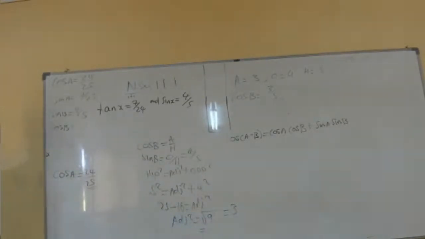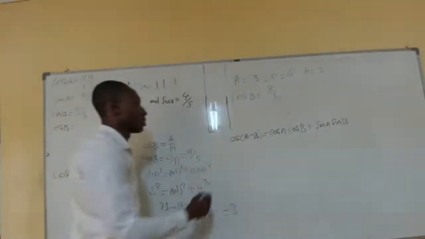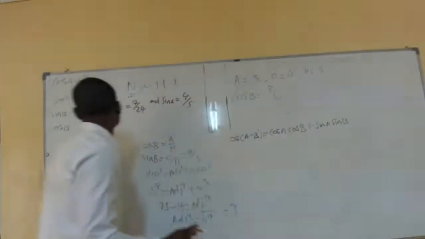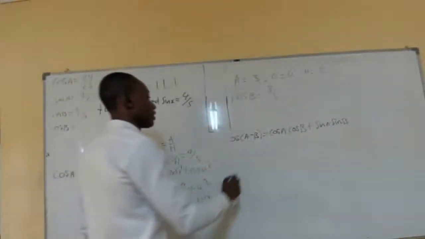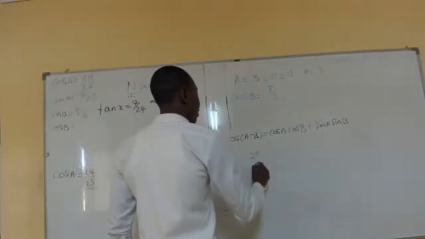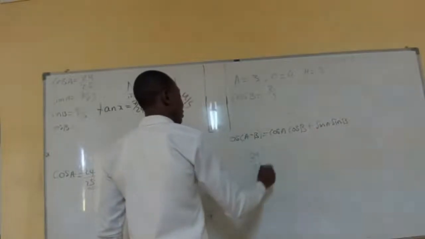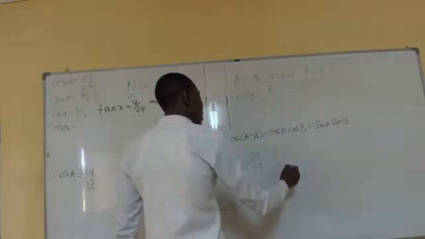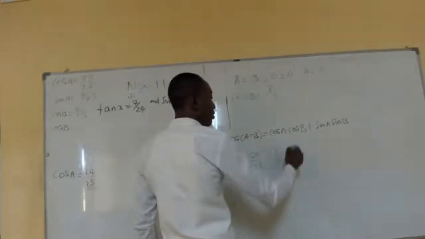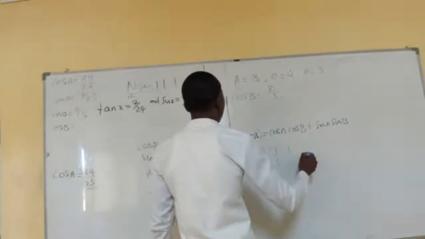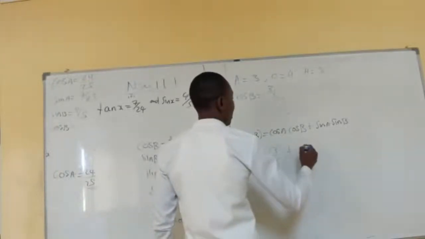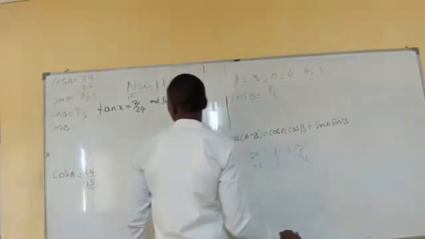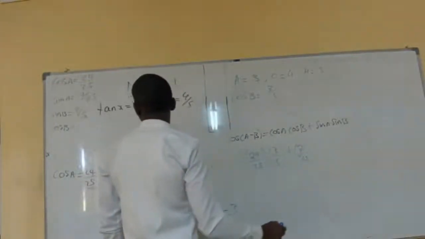Then getting to the answer, cos(A minus B) is therefore equal to cos A, which we found is 24 over 25, multiplied by cos B, which is 3 over 5, and then plus sine A, which we found as 7 over 25, times sine B, which was 4 over 5.